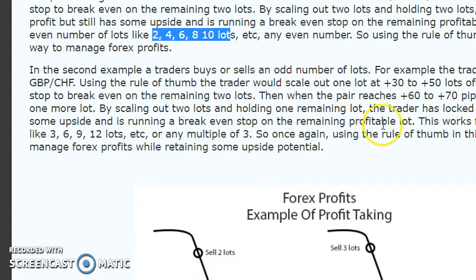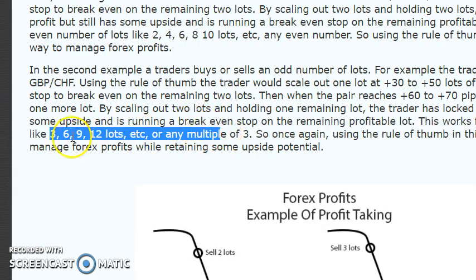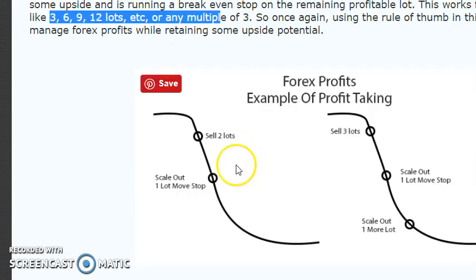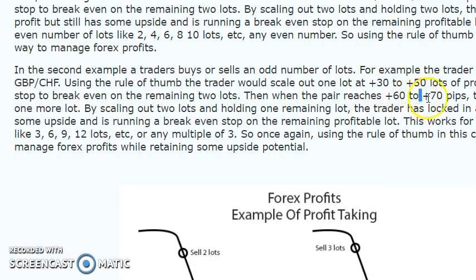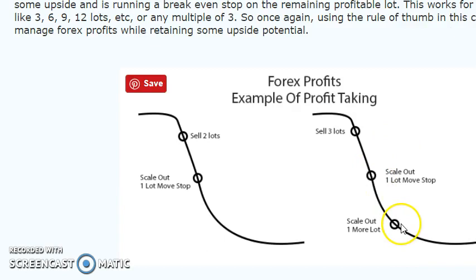We have a similar system for multiples of 3 lots. In other words, if you're buying or selling 3 lots, 6 lots, 9, 12, etc., or any multiple of 3. So you sell 3 lots of the same pair. You're now up 30 to 50 pips here. You scale out 1/3 of your lots. If you get up 60 to 70 pips, you scale out another 1/3 of your lots. So if you sell 3 lots, you scale out 1 here, scale out 2 here at plus 60 to 70 pips, and you still have 1 lot running, and you can move your stop to break even.